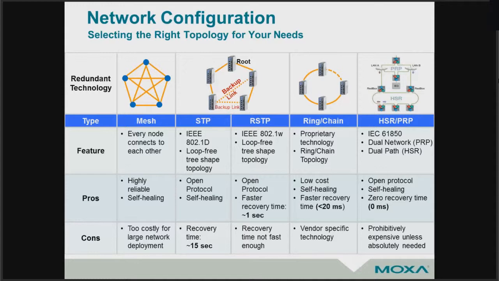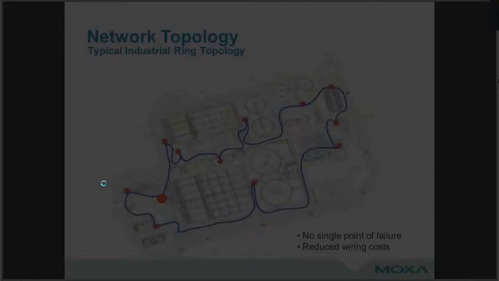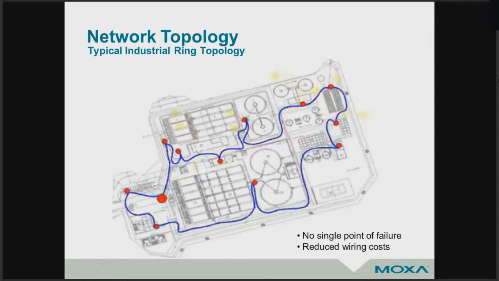And the last that I'll mention is HSR or PRP, which actually brings it down to 0 millisecond recovery time. But in one case, you're setting up 2 completely redundant networks, and in the other, you're setting up rings that require specialized hardware. Many find that these are prohibitively expensive unless you absolutely need that 0 millisecond recovery time. And so what we most commonly see in industrial topologies is a ring type network because it eliminates that single point of failure and reduces overall cabling costs.